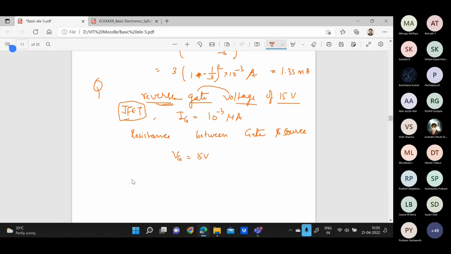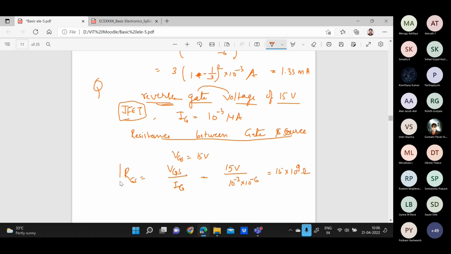And then for finding out the resistance between the gate to source, how we will find it out? You can say it's VGS divided by IG, or the gate current. Okay, it will be 15 volts divided by 10 raised to power minus 3 into 10 raised to power minus 6. So it will be 15 into 10 raised to power 9 ohms.